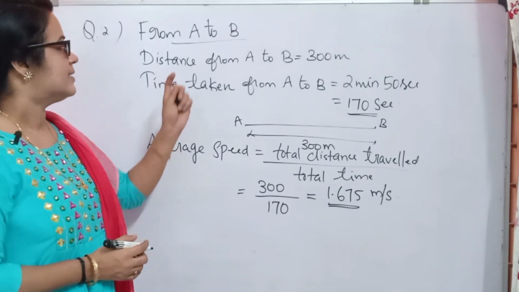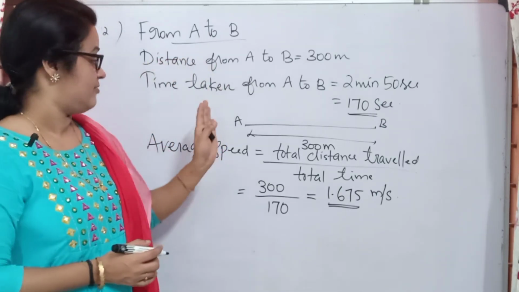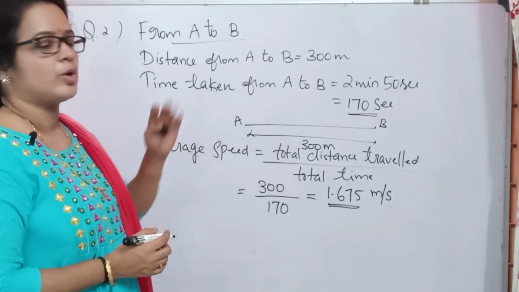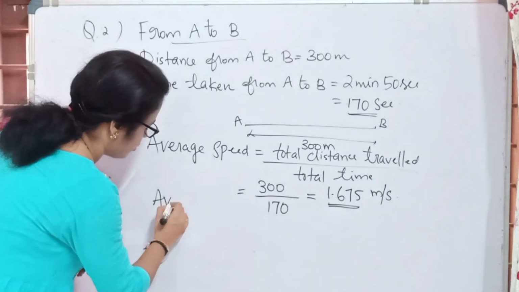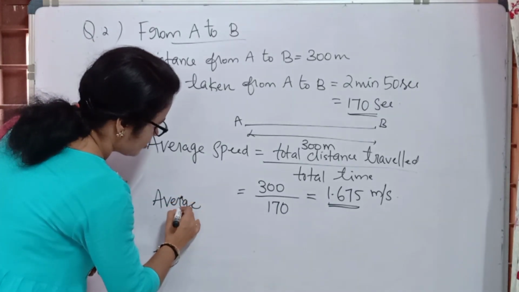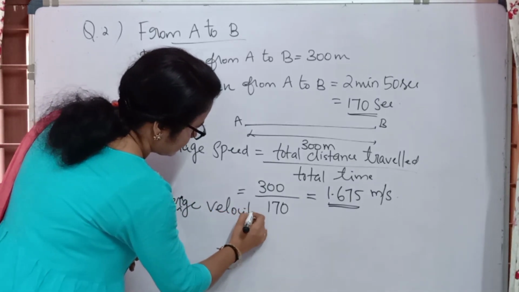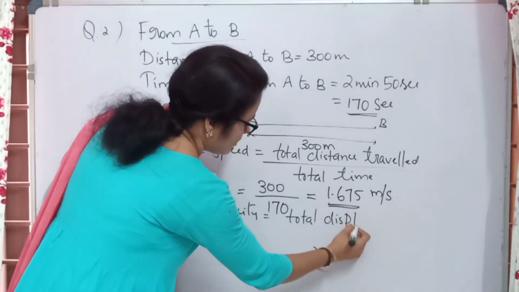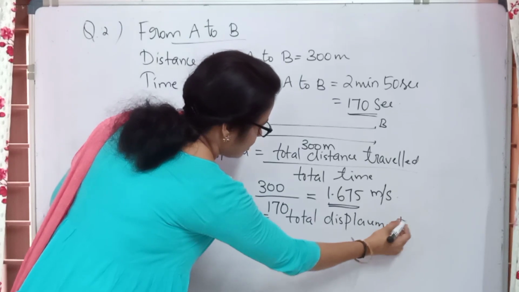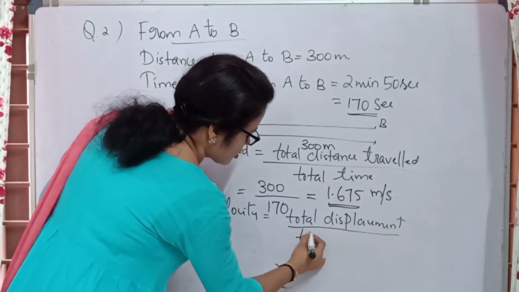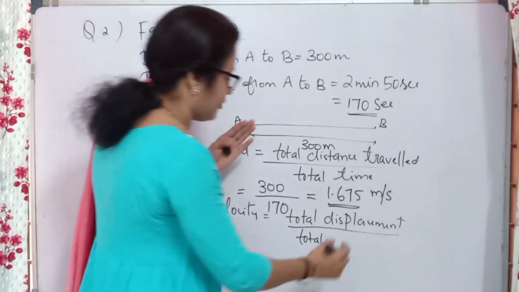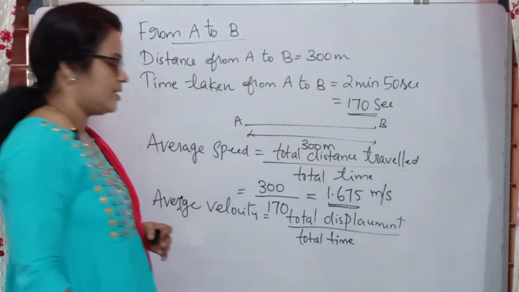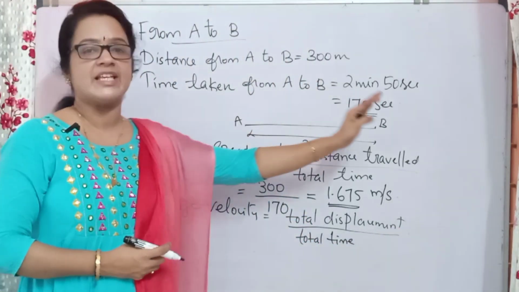Now we have one more question, that is to calculate the average velocity. So what will be the average velocity? Yes, total displacement divided by total time. So how can we find average velocity? Average velocity is total displacement divided by total time. So only this equation we have to remember for finding the average values. Total displacement divided by total time. Okay, so now we have to find the total displacement from A to B.